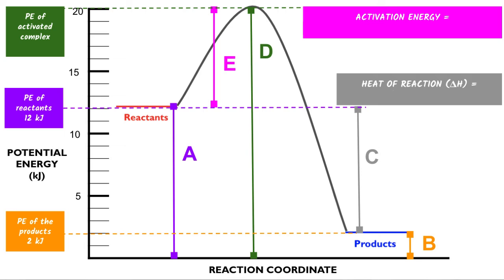It doesn't actually really matter the path that I had to take to get to products. It doesn't really matter that I needed to put in activation energy and then that activation energy got released. I can literally just take the potential energy of my products and subtract it from the potential energy of my reactants to get my overall net change, my net heat of reaction.